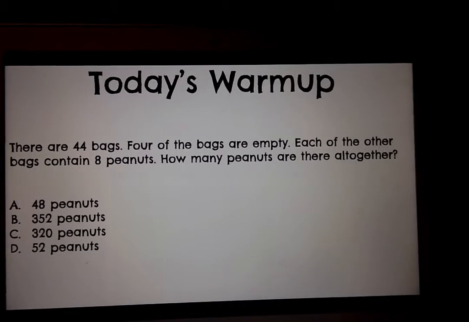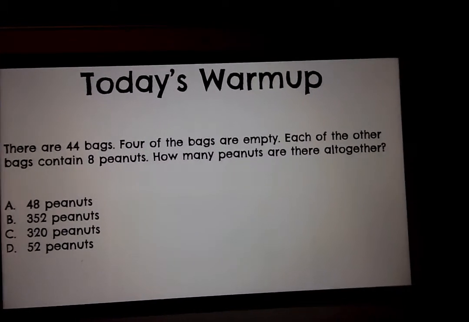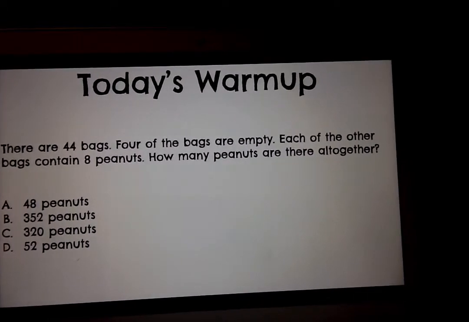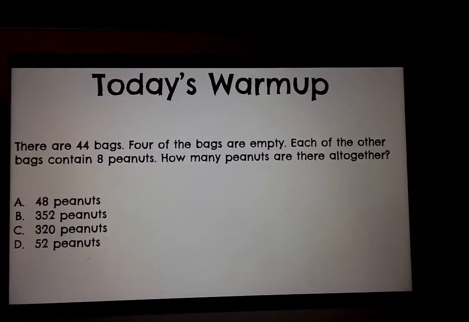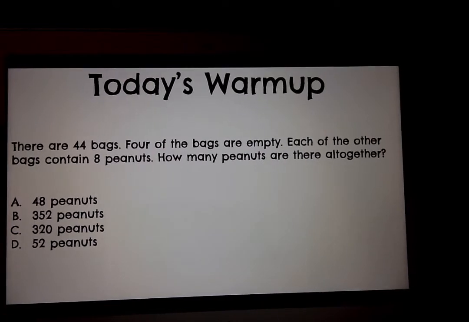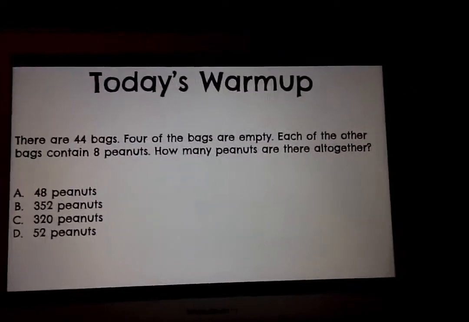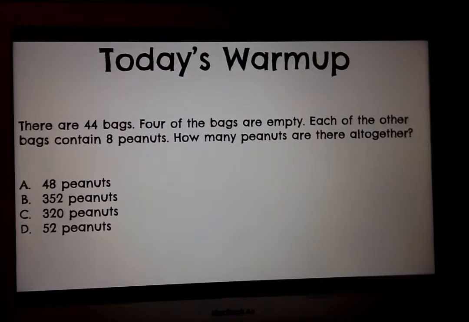There are 44 bags. 4 of the bags are empty. Each of the other bags contain 8 peanuts. How many peanuts are there altogether? A. 48 peanuts, B. 352 peanuts, C. 320 peanuts, or D. 52 peanuts. I'm going to give you about 2 minutes to complete this problem. Please make sure you're writing this either on your packet or on a separate sheet of paper.